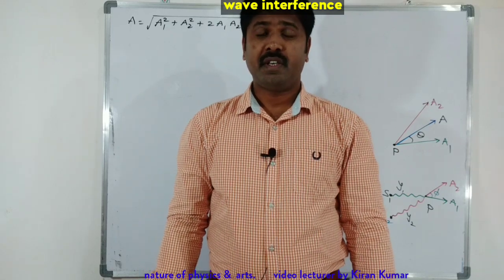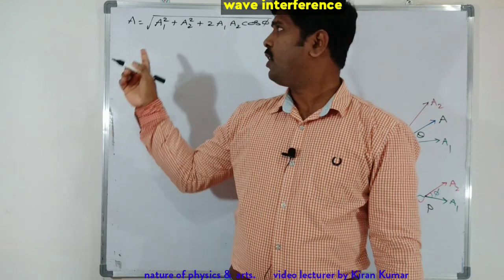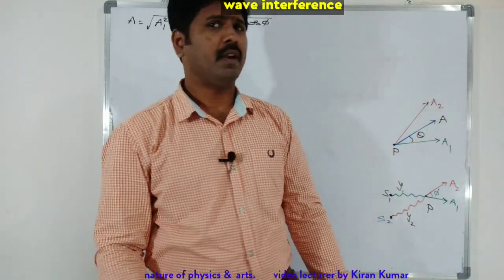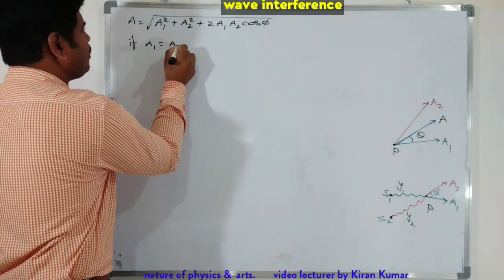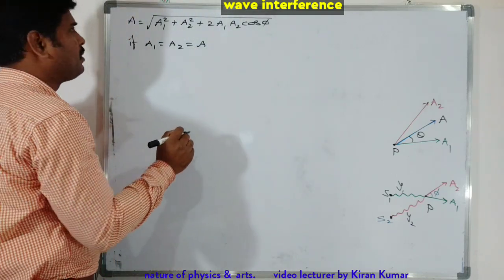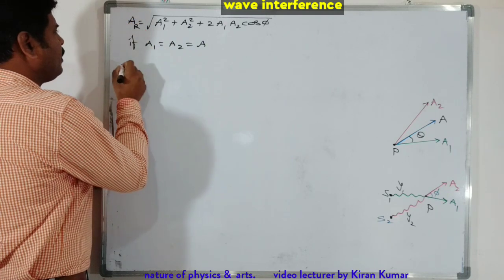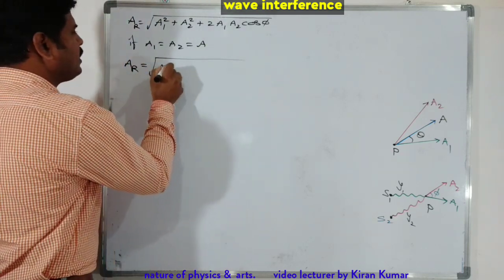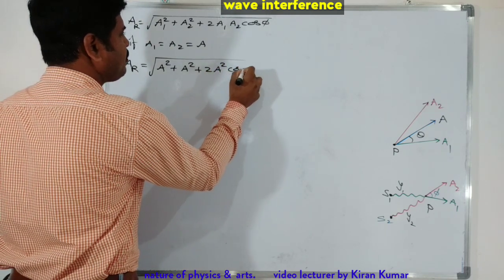Now, continuing, we already have the resultant amplitude equation: A equals root over A1 square plus A2 square plus 2A1A2 cos phi. See now, if A1 is equal to A2 is equal to A, then what will happen? We have to discuss. This is the resultant amplitude, AR, I am writing. So here AR equals root over A square plus A square plus 2A square cos phi.